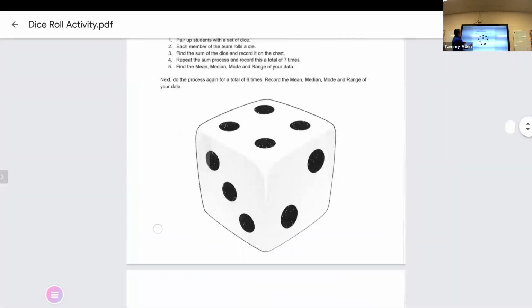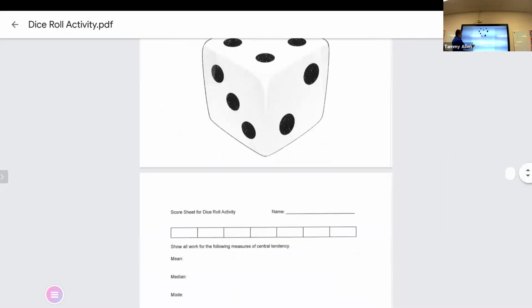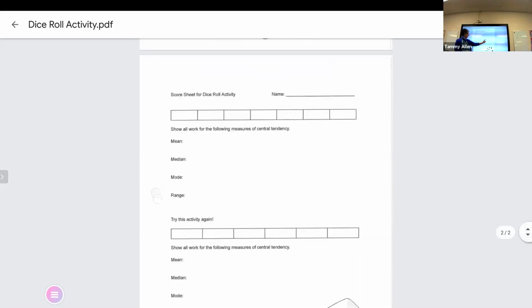You're going to find the sum and put it here. And you're going to do it 7 times. Does that make sense? So you roll the dice, you got a 2, you got a 4, 2 plus 4 is 6, and you would record it right there. You rolled again, you got a 1, you got a 7, your sum is 8. You would record it there. You do that until you have all those boxes filled in. I'm going to want you to do it again down here to get all your boxes filled in.